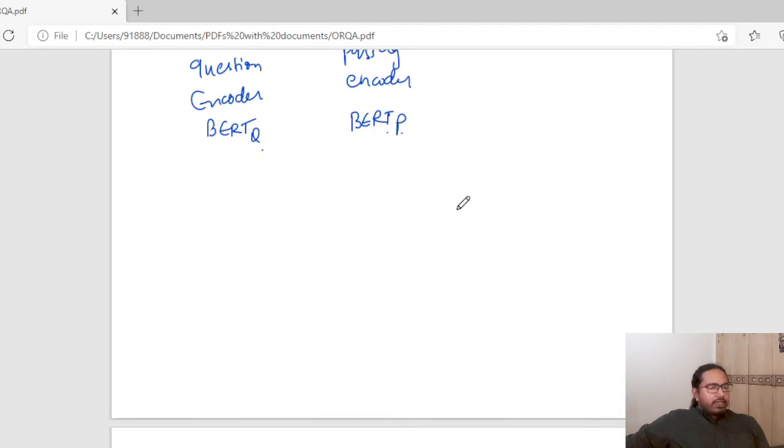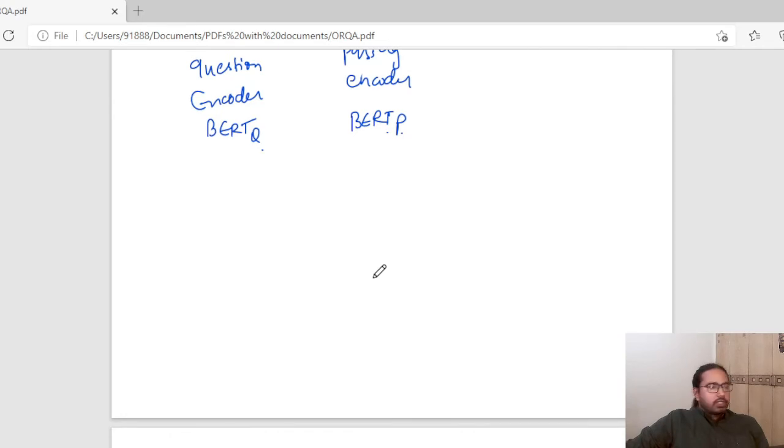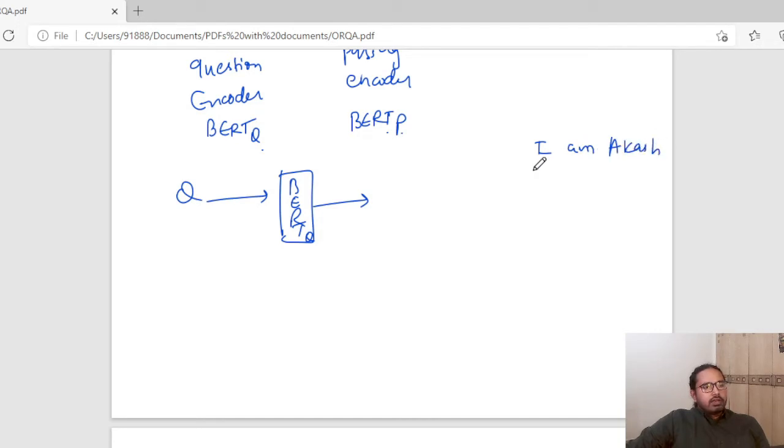So we initialize each of these components with a pre-trained BERT model, and let's say we get an input question Q. We pass this input question to a BERT model, specifically BERT Q, for processing the question. After tokenization, we know that the models will append tokens, specifically in the case of BERT. So let's say the sentence was "I am Akash." After tokenization, they will add the CLS token at the start, and after the end of the sentence, they will add a separation token.